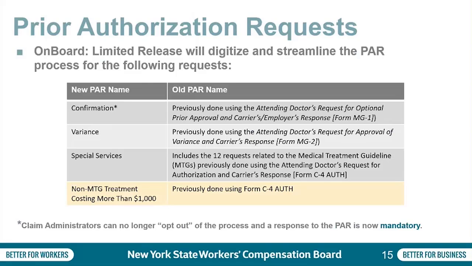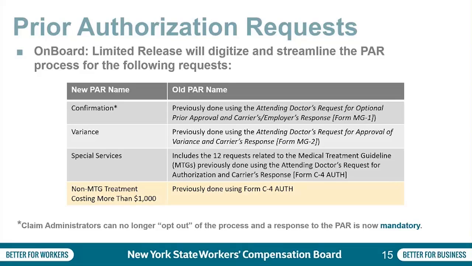The existing MG1 process will be known as confirmation in the new system, and will be confirmation that the treatment the provider wishes to deliver is consistent with the medical treatment guidelines. MG2 will be known as variance. Special services, which includes the 12 medical treatment guideline, or MTG, related requests previously done using C4 and greater than $1,000, will be used for non-MTG treatments costing more than $1,000.